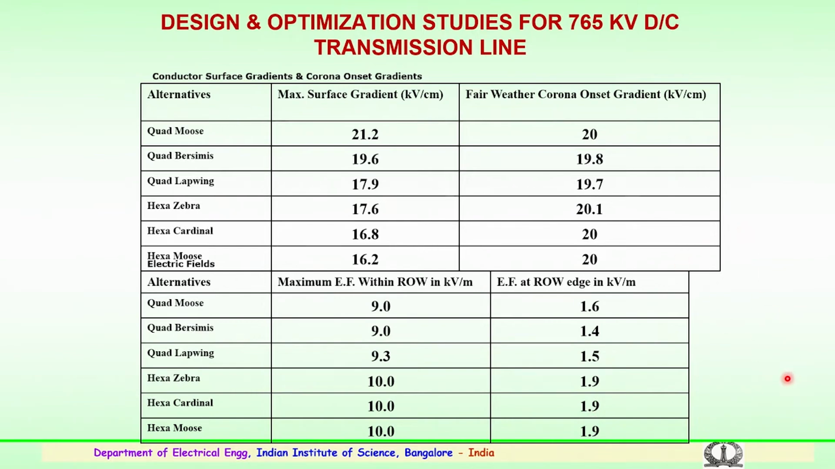meter. So, these are the design and optimization studies which have been carried out for the double circuit 765 kV transmission line.